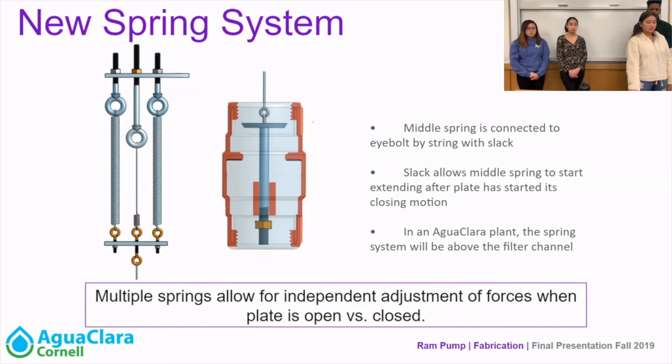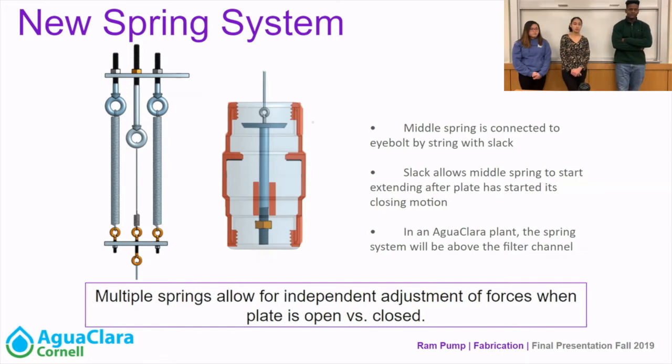So the main part of our redesign was this new spring system that we implemented. So now, like Peyton said, we only have one check valve that you can see on the right, and the plate inside of it just has one nut at the bottom to limit its upward motion. And it also has a hook at the top that connects to a metal wire that runs up through the drive pipe and then connects to this spring system that will be at the top of the head tank or in an Agua Clara plant above the filter channel.